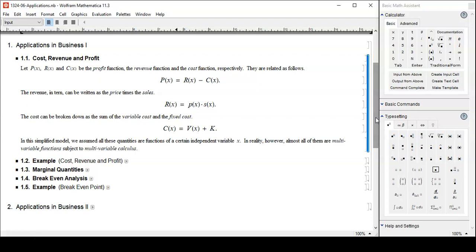Let P, R, and C be the profit function, revenue function, and cost function. In that case, we must have this relation: the profit is the revenue minus the cost. Simple enough.